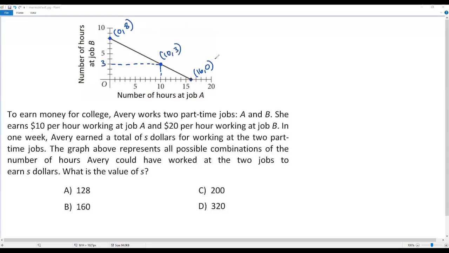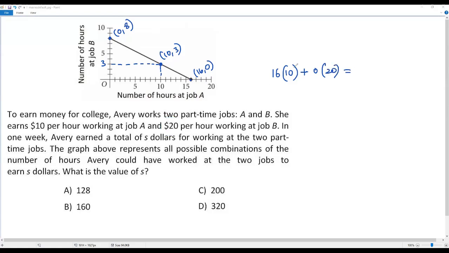Now let me consider the horizontal intercept, that is (16, 0). What does this point say? Avery works 16 hours at part-time job A and 0 hours at part-time job B. And she earns $10 per hour working at job A and $20 per hour working at job B. If she works 16 hours at job A, what's the money she's earning? For that, we multiply the number of hours, 16, and the money she gets per hour, that is 10. And if she works 0 hours at job B, how much money is she making? For that, we multiply the number of hours she works at job B times the amount she earns per hour at job B, that is 20.